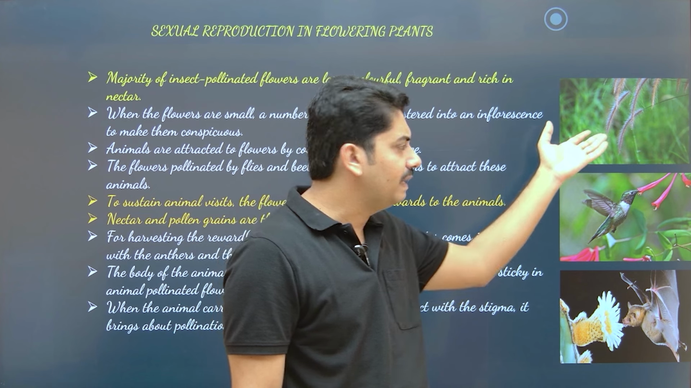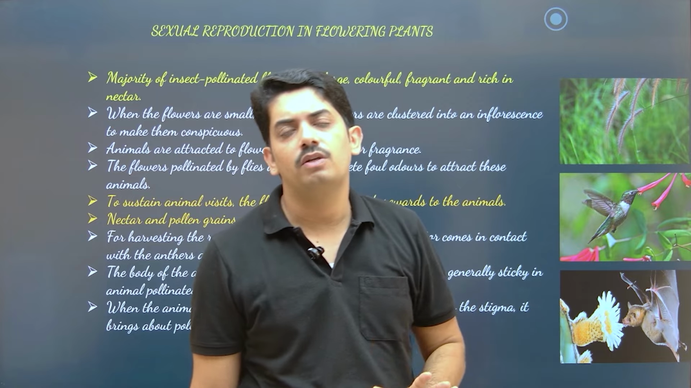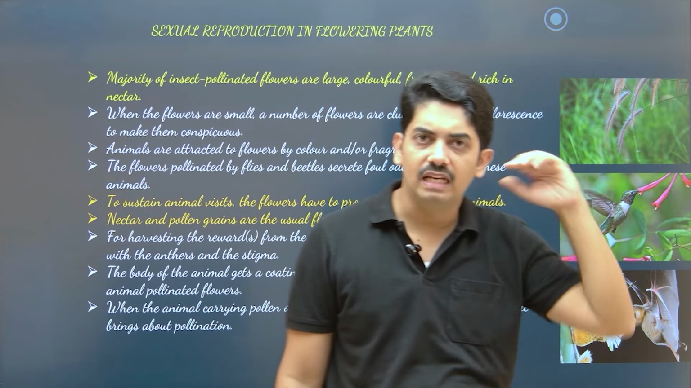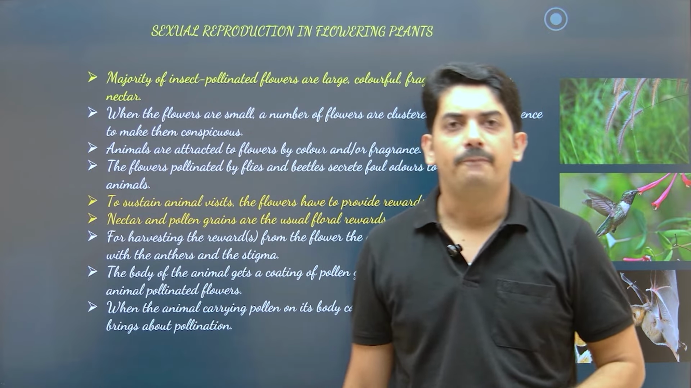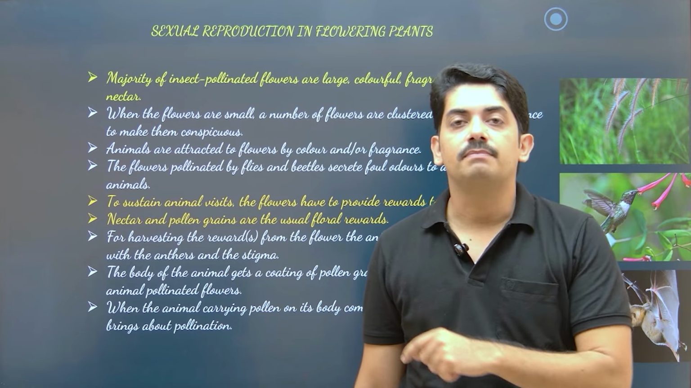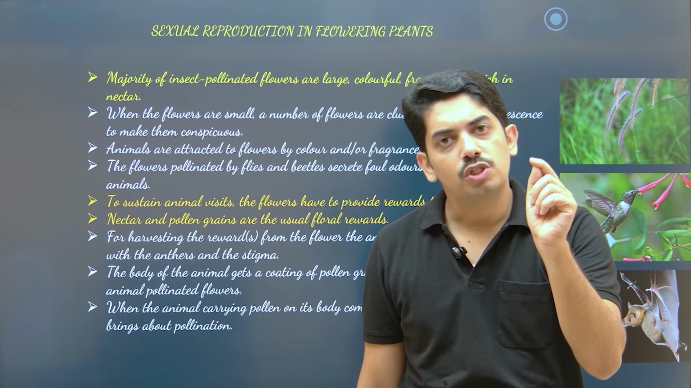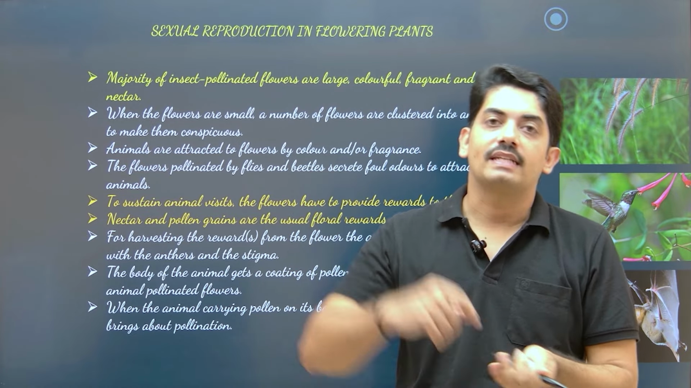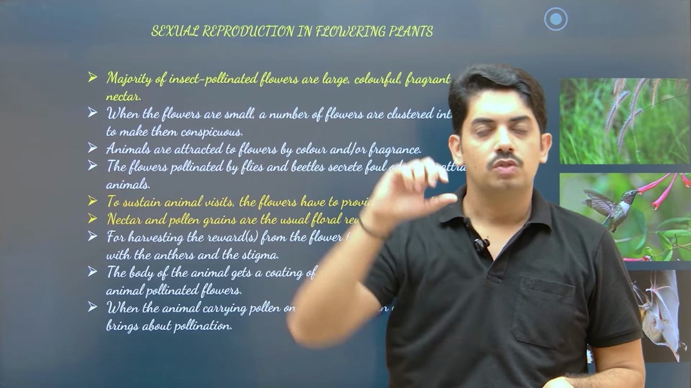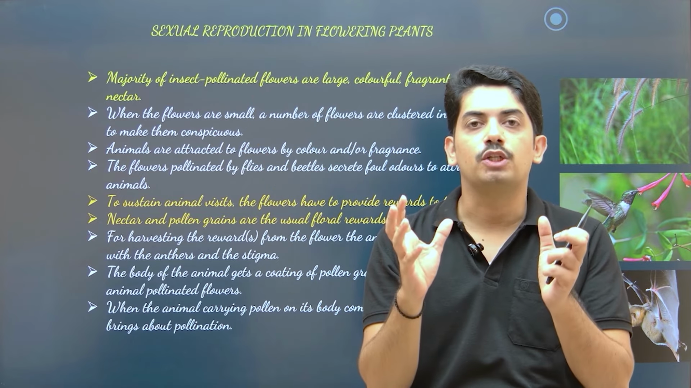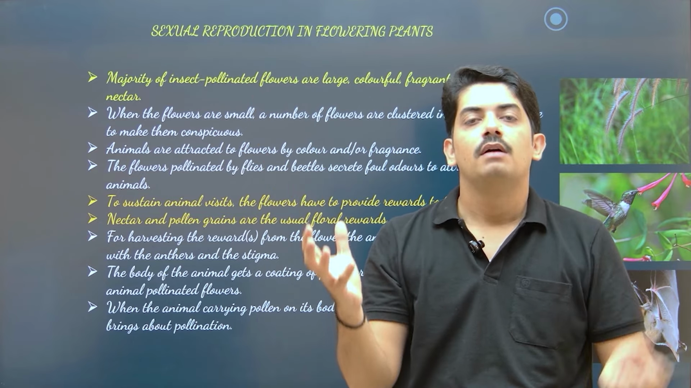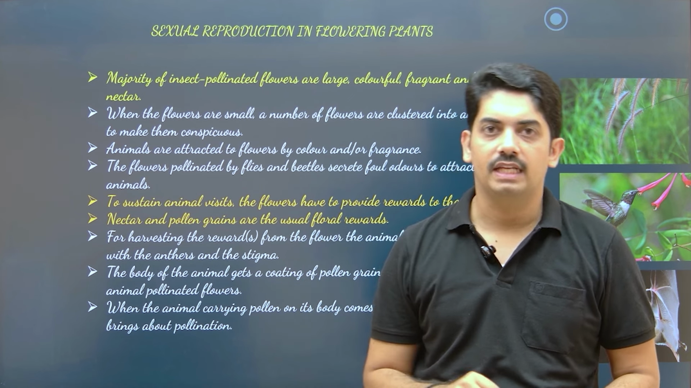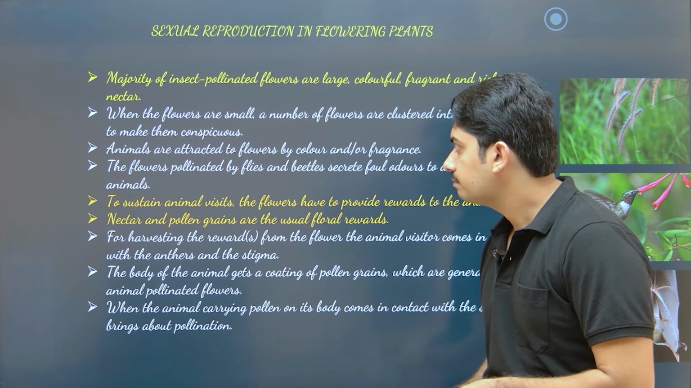But plants usually do not depend on insects for pollination. In grass it is mainly because of wind, but there are some plants where they produce small flowers, but they are all clustered only to attract the insects. So when small flowers are together, it looks like a large flower and they can attract insects easily, and cross-pollination takes place with the help of insects.